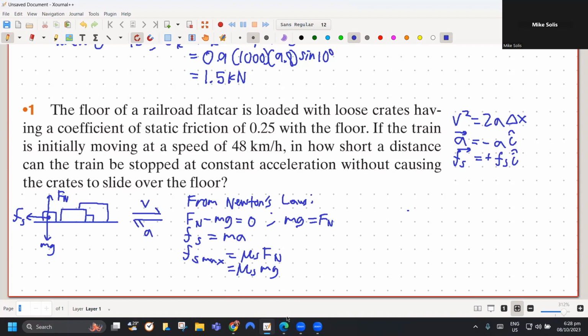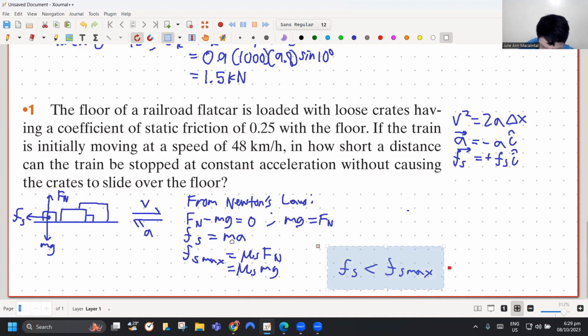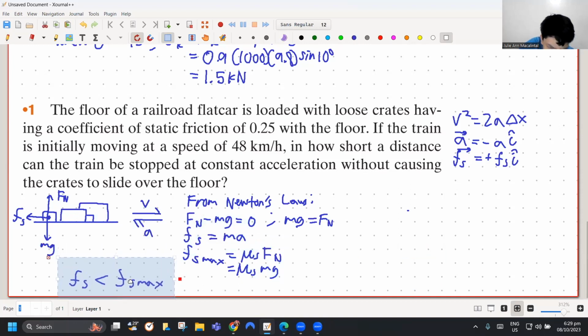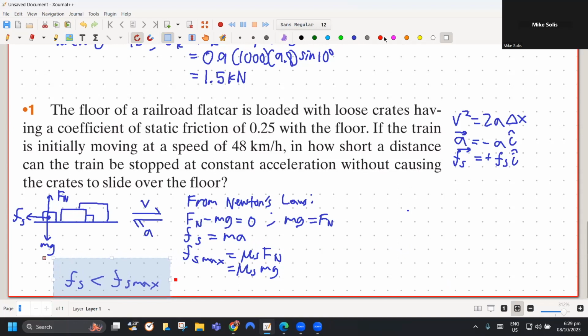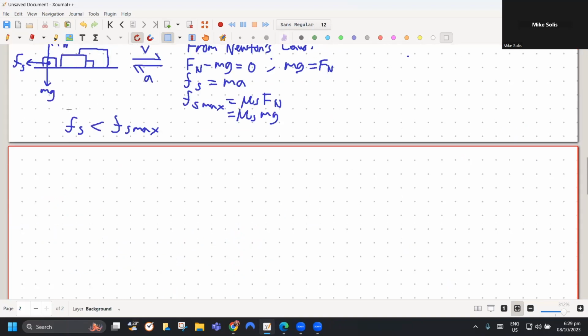So, let's compute new SMG. What do we get? Actually, no mass was given, right? So, what inequality can we set up? That means... Maybe go to a new page so you have more space. Move it downwards.